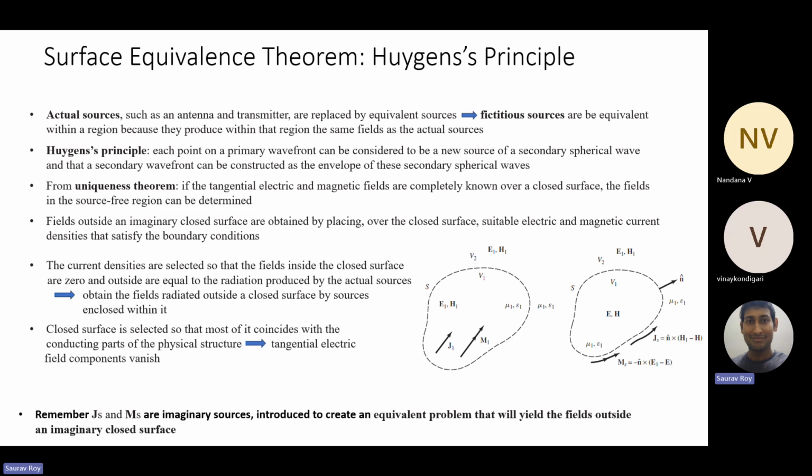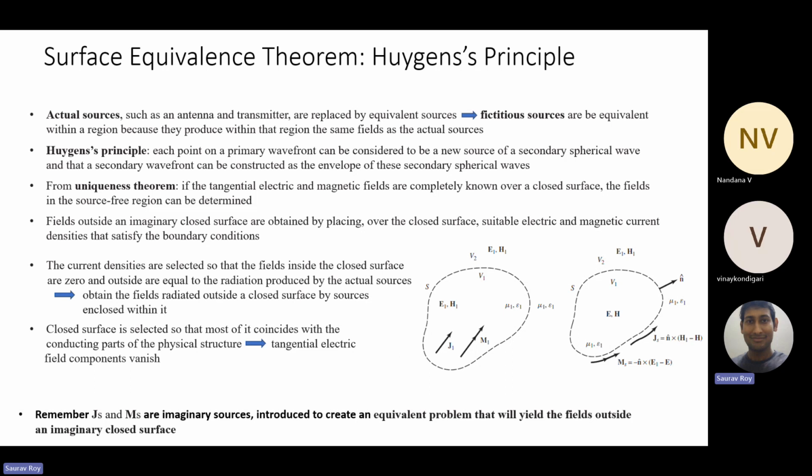So now, how do we get it? The fields outside the surface, E1 and H1, are obtained by placing, on this closed surface S, suitable electric and magnetic current densities. You see that in the second picture. In the rightmost picture, these MS and JS are the imaginary sources that we place on the surface. How do we calculate that? That will come later. These JS and MS are the imaginary sources.